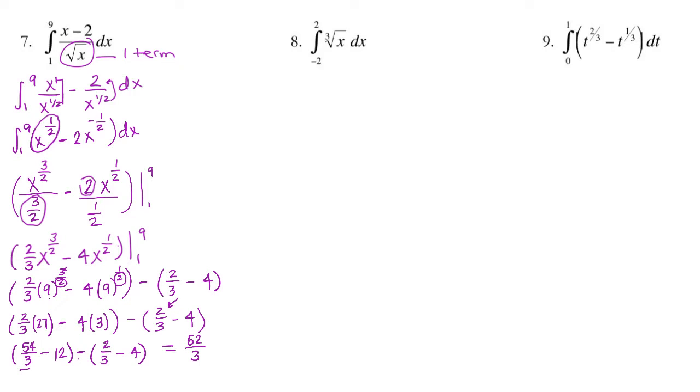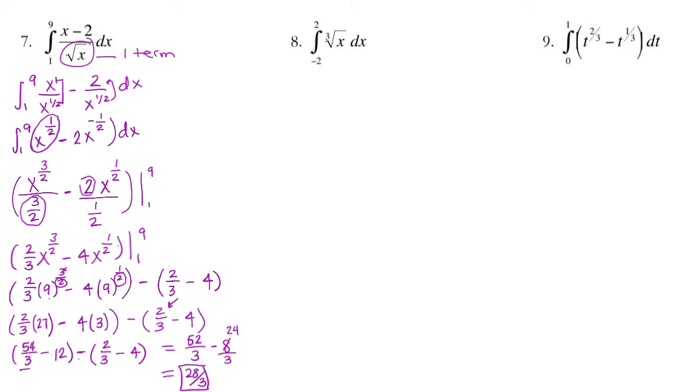Negative 12 minus a negative 4, or plus 4, that's going to give me negative 8. And so finally, let's see, that 8, if that's over 3, 3 times 8 is 24. So we have 52 minus 24, which I think is probably going to be 28 over 3.